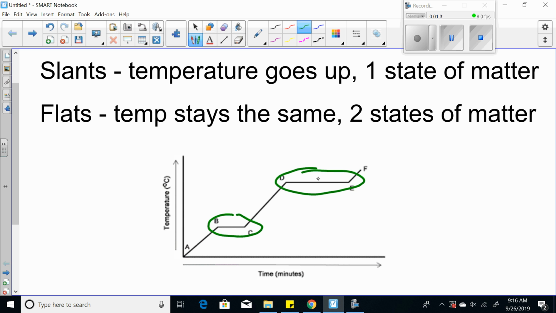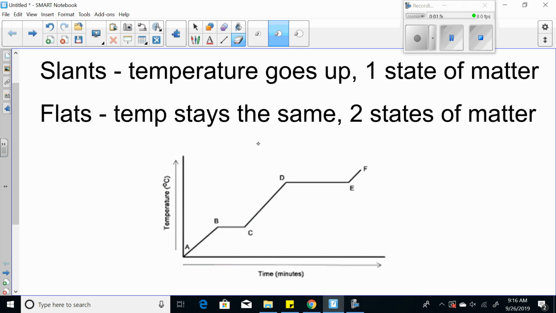If you think about it, while water is boiling, it's not going to change its temperature at all. It's going to stay at 100 degrees Celsius until all of the water has turned to gas, and then it can raise its temperature again. So what this is showing you is where the phase changes are, based off of the temperature and time.